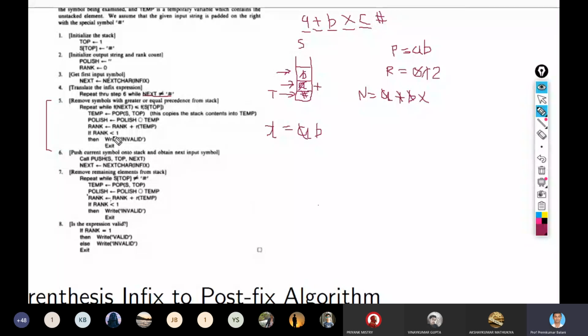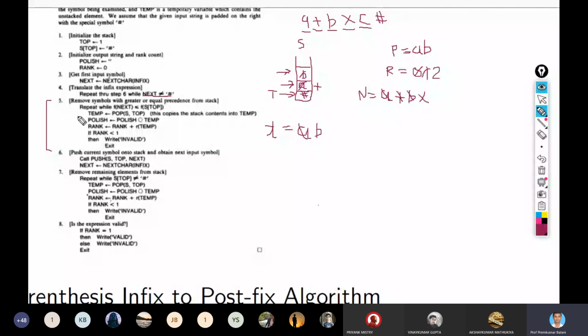If rank is less than 1, no, so we will go to the 6th step, we will push the next element to the top of the stack.